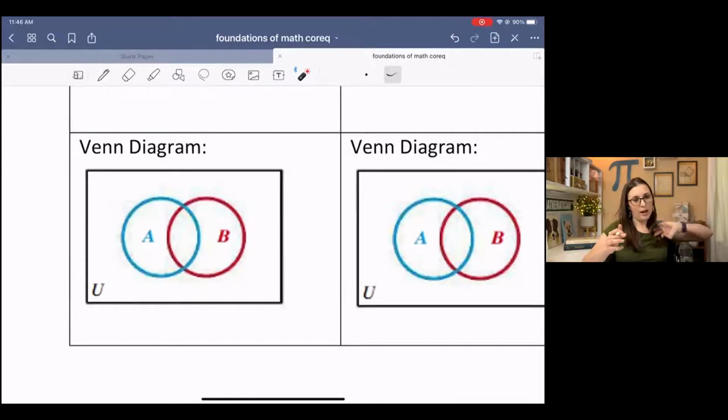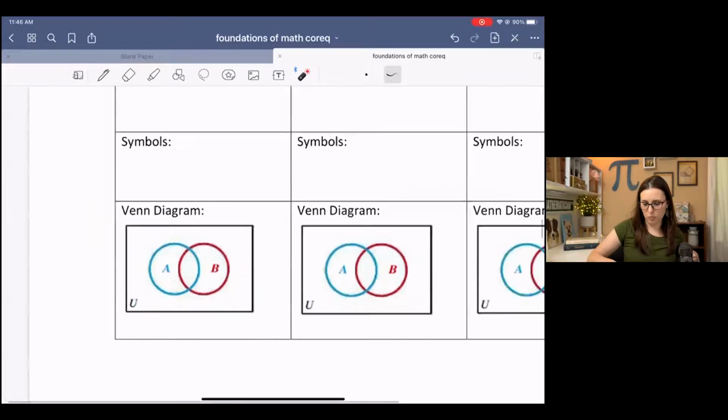So if I went with my original example of fruit, I could say the universal set is fruit. And then I could say set A is red fruit. And set B is, I don't know, green fruit. And then since I said that the universal set is fruit, I still have orange, pink, black, all different colors of fruit, and those will be out here. So that's kind of the idea.